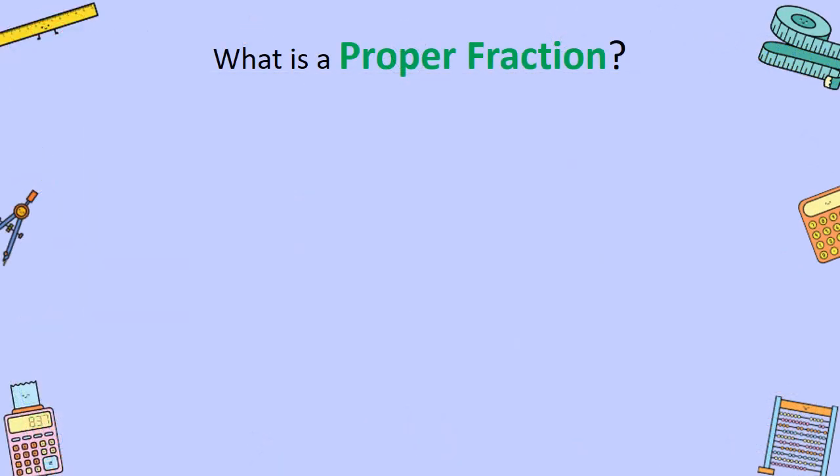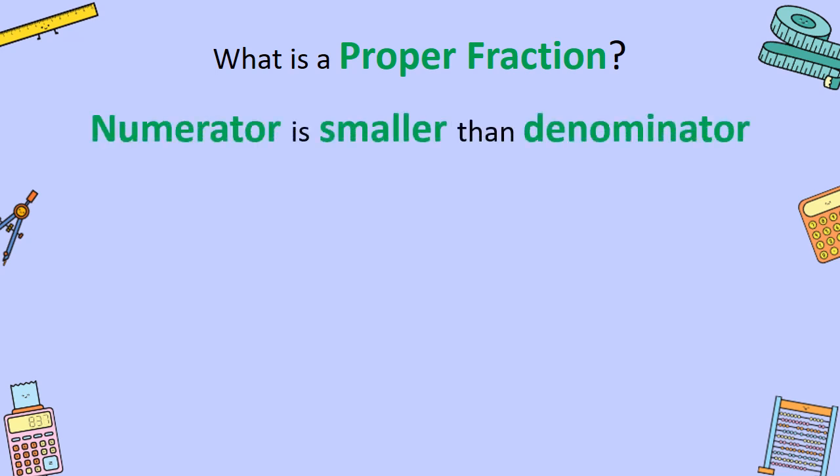Proper fractions. What do we mean by proper fractions? A fraction in which the numerator is smaller than the denominator is called a proper fraction. For example, 2 by 5. 2 is the numerator, 5 is the denominator. Now we can see here 2 is smaller than 5. So 2 by 5 is a proper fraction, and in the same way 5 by 8 and 9 by 14.